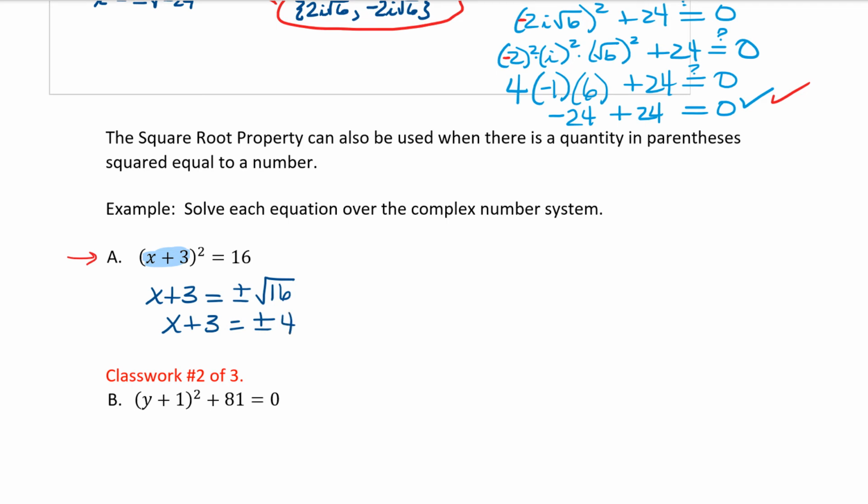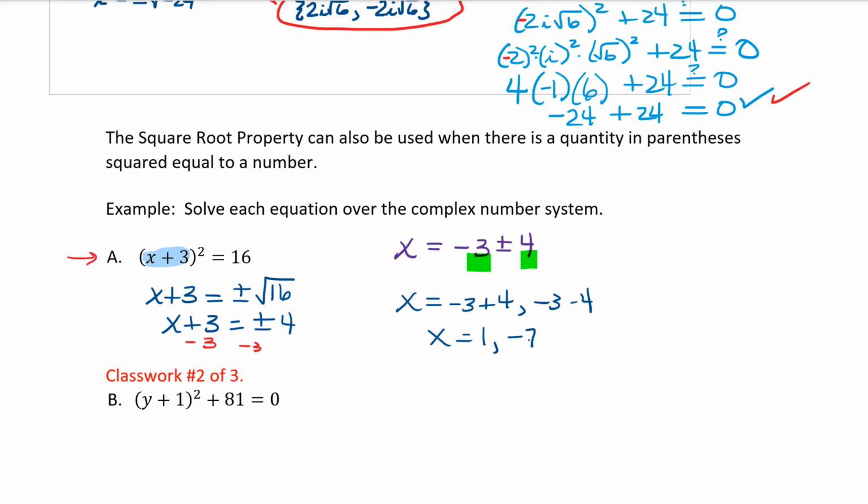So we would now have an extra step though. We'd have to subtract 3 from both sides of this equation. So we'd get x is -3 plus or minus that 4. And you can't just stop here because these two are like terms. So we have to actually separate that out and say, okay, well, either x is -3 plus 4 or x is -3 minus 4. -3 plus 4 is 1. -3 minus 4 is -7. So your solution set would contain 1 and -7.